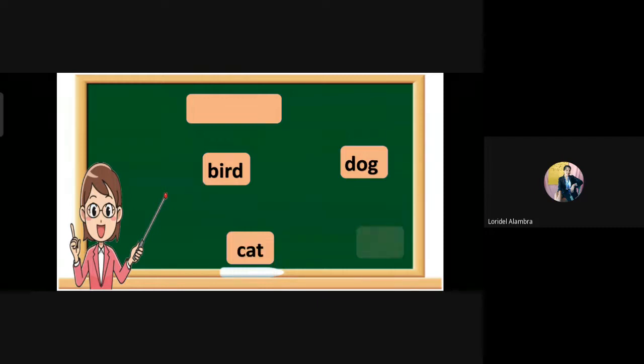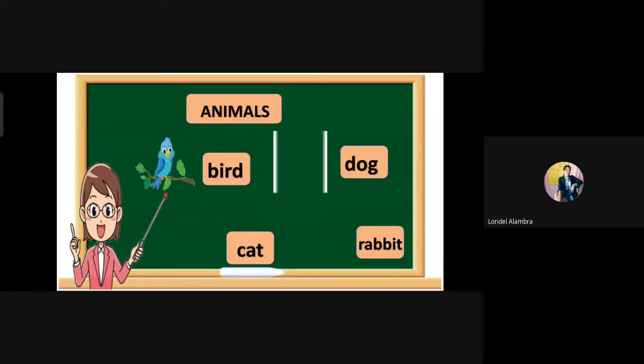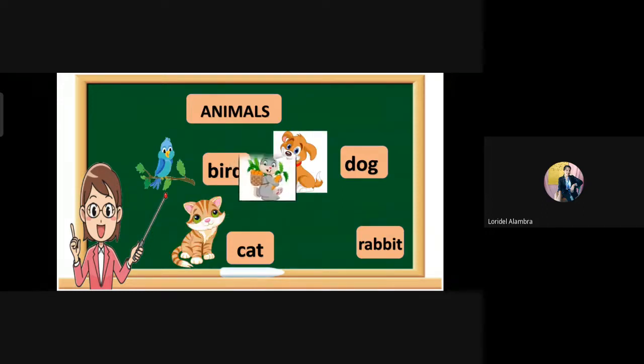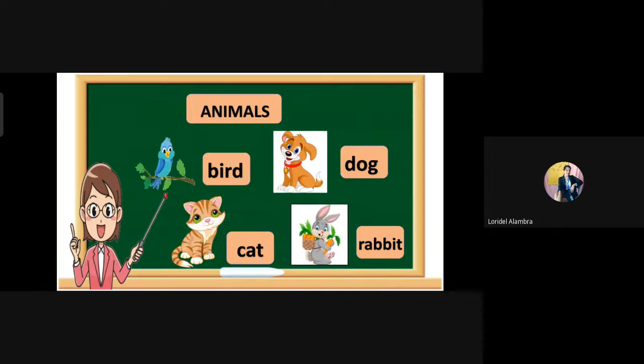So, in animals naman, we have bird, dog, cat, rabbit. Again, as you see, they don't have a specific name, so they just start with a small letter.